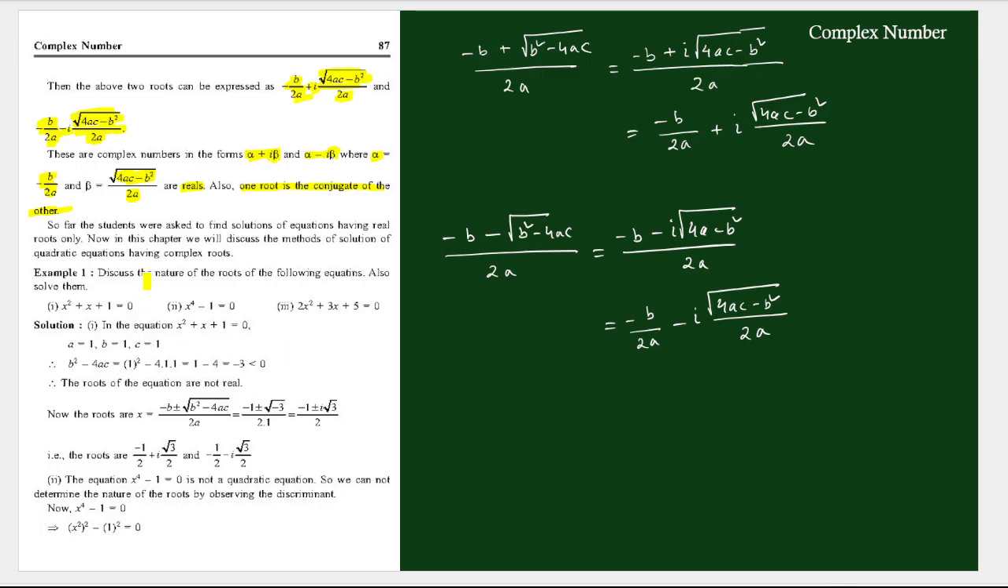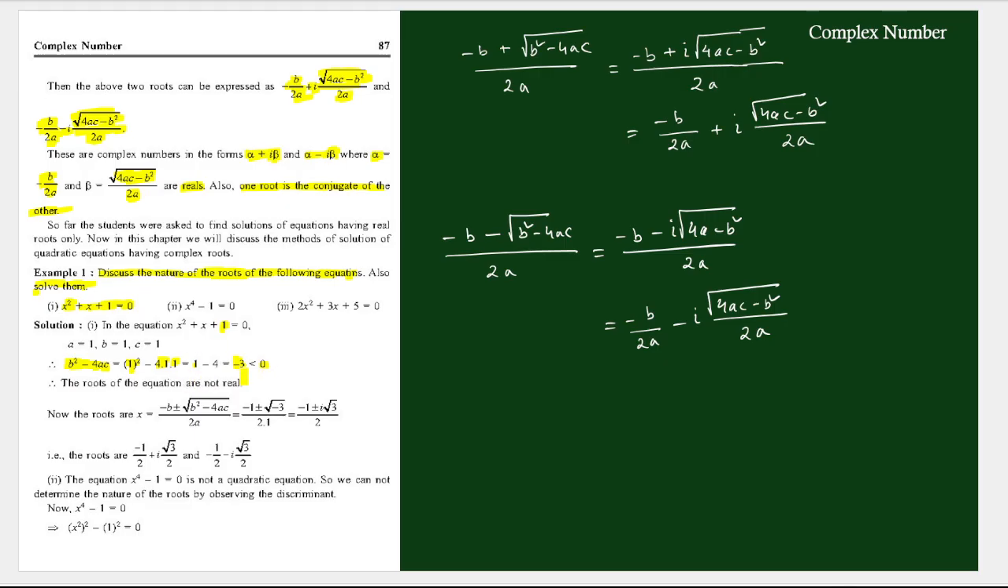Now let us see an example. Discuss the nature of the roots of the following equations, and also solve them. See the first question, x square plus x plus 1 equal to 0. Now find a, b, c: a is the coefficient of x square, which is 1, the coefficient of x is b, and c is 1. So a equal to 1, b equal to 1, c equal to 1. Now find the discriminant, b square minus 4ac. What is b, 1 square; 4ac, a is 1, c is 1, so 1 minus 4 is minus 3. Now this is less than 0.